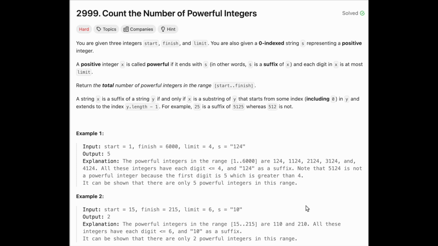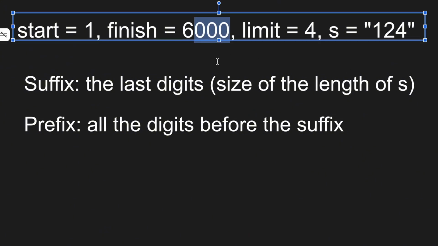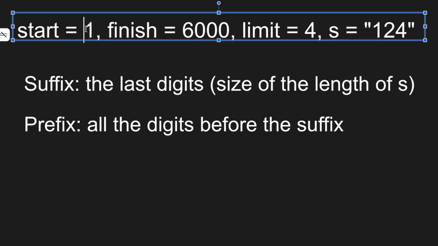So now that we have seen some examples, let's get to how we can solve this problem. Before we get to solving it, I want to give some intuition. How we will approach it is that we will divide each number into suffix and prefix. The suffix will be the last digits, and it will be the size of the length of s. So in finish, 000 will be the suffix, and in start, just 1 will be the suffix, since s has a length of 3. So the size is 3, and the suffix is the whole thing in start. And for the prefix, it will be all the digits before the suffix. So start will not have a prefix, and for finish, 6 will be the prefix.